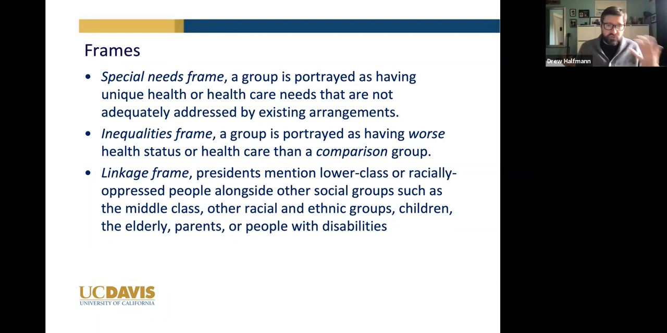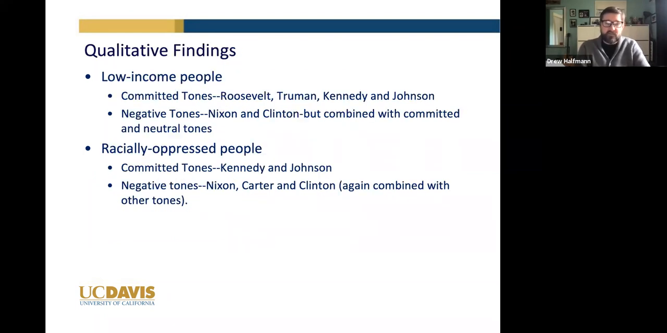I won't show you the findings. I'll just say that in those findings, I find that the presidents who showed the most committed tones towards low-income people were basically pre-civil rights Democrats: Roosevelt, Truman, Kennedy, and Johnson. Those who showed negative tones were Nixon and Clinton, but both of them combined those tones with more committed tones. Let me step back by saying that by far neutral tones were the most prevalent for pretty much all presidents. So this analysis is based more on, many presidents had only neutral tones. Some presidents combined them with committed tones. Nixon and Clinton actually used some negative tones, but they combined these with both committed and neutral tones.